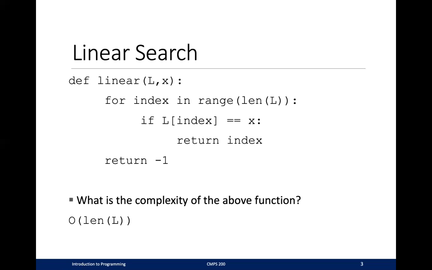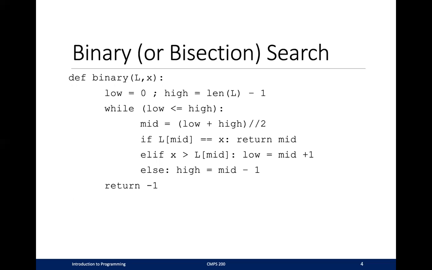Exactly. Why? Because I have a loop that runs from 0 to length of L minus 1. That's length of L times. It's big O of length of L. So it's a linear algorithm, and hence the name linear search. Okay. We can do better than this, and we've seen this before, but I'm going to repeat it again.